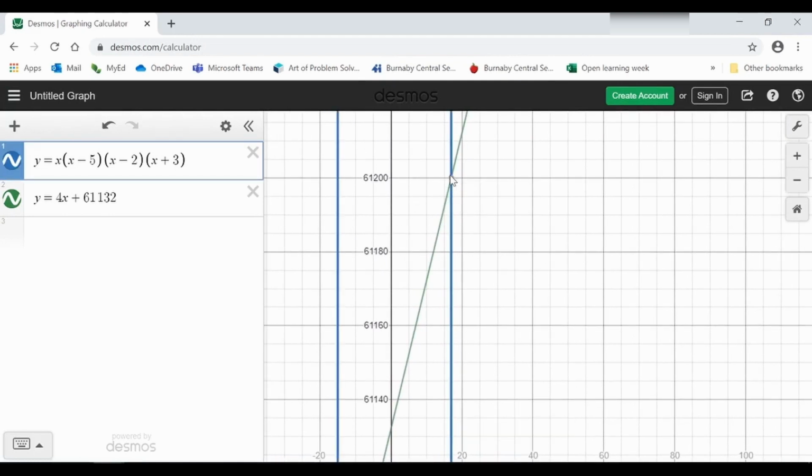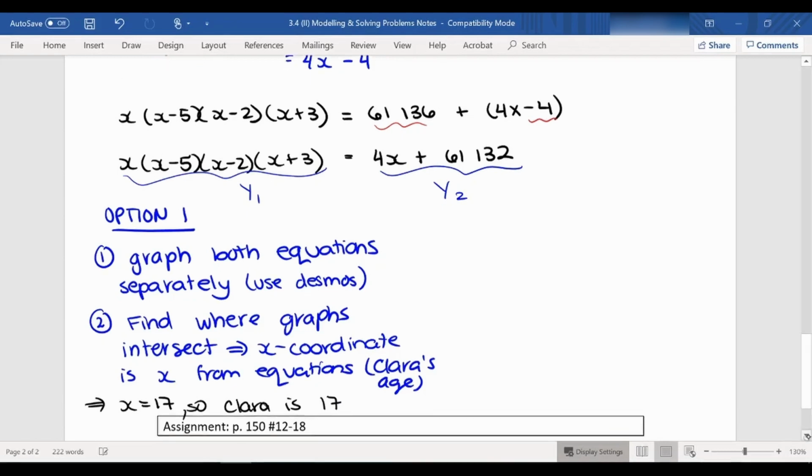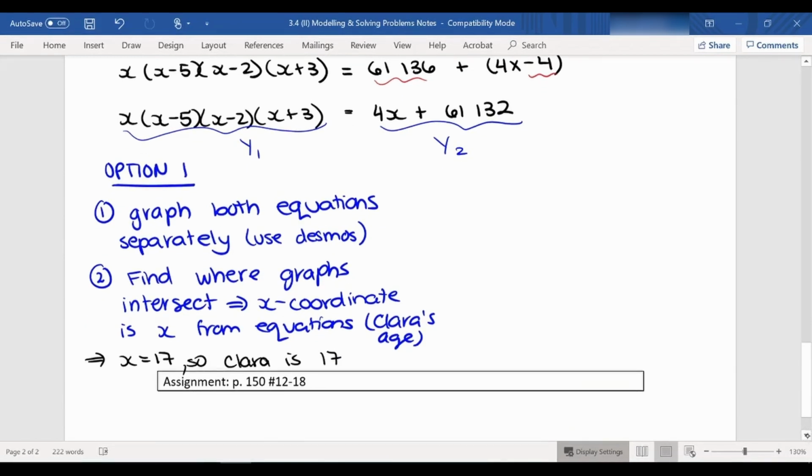Okay, so if I zoom in, I can see, okay, there's where they cross. If I find that point, I'm getting that they cross when X is 17. So that means Clara is 17 years old. Okay, so if I go back here, they intersect when X is 17. So Clara would be 17. And therefore, you can find the other ages as well, right? You know that Leslie's 5 years younger, so Leslie would be 12. You know that Mike is 2 years younger, so Mike is 15. And you know Thomas is 3 years older, so Thomas is 20.